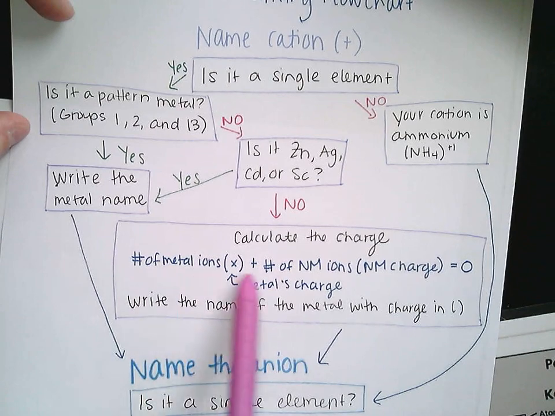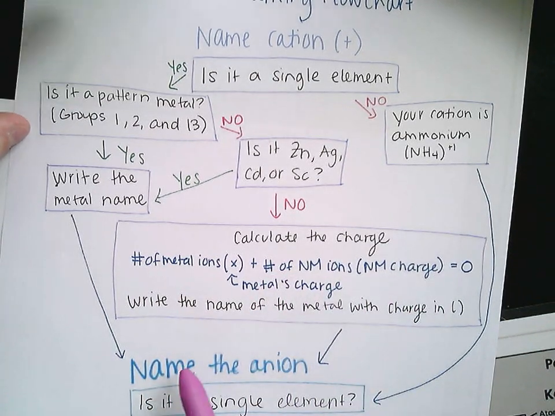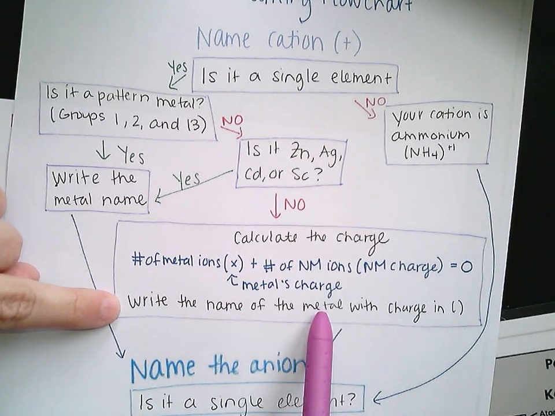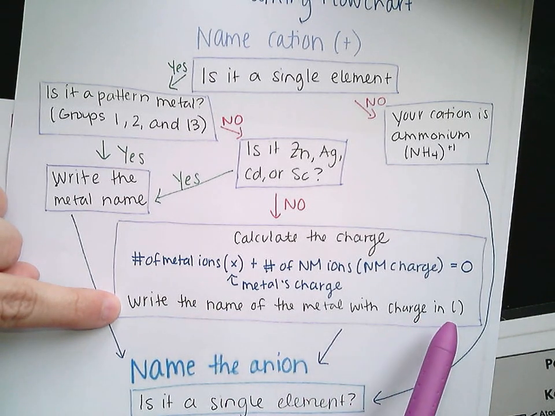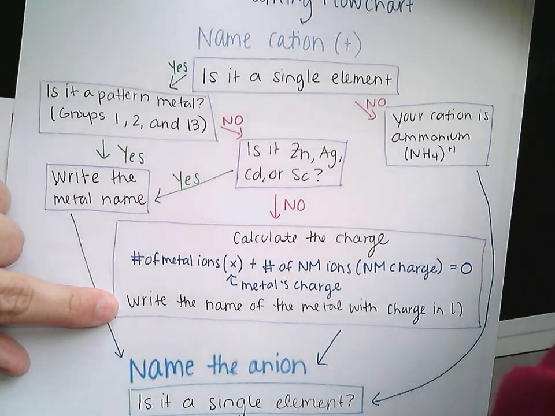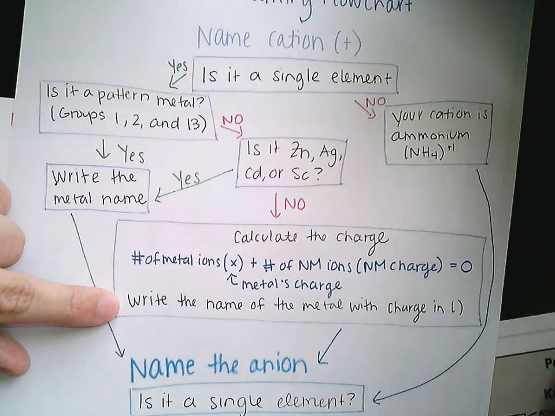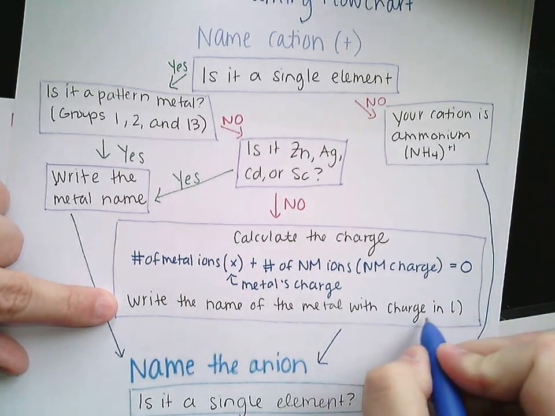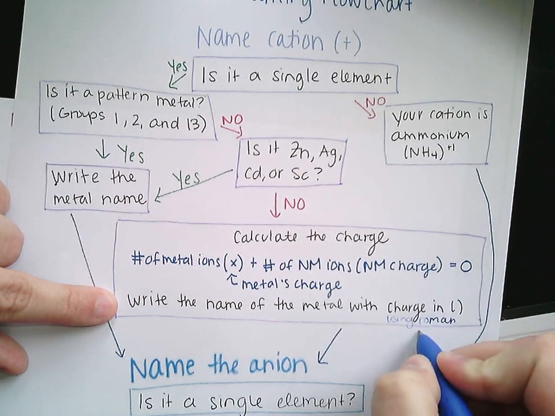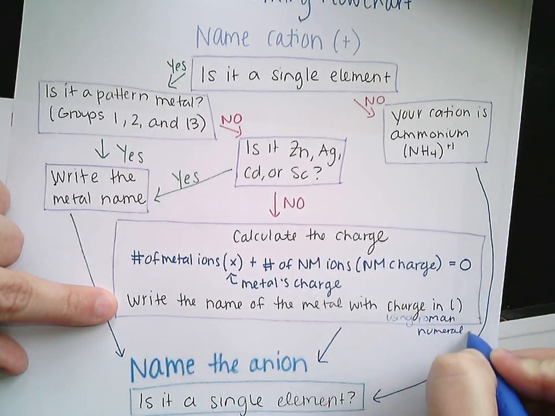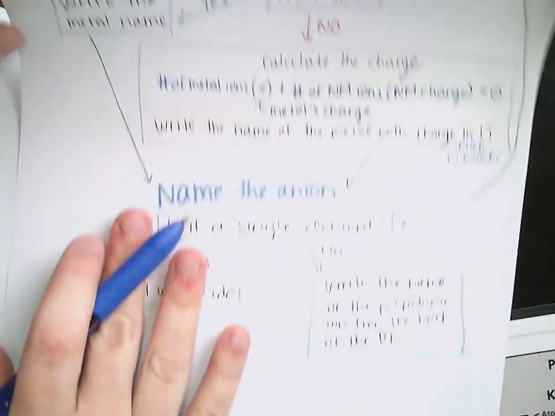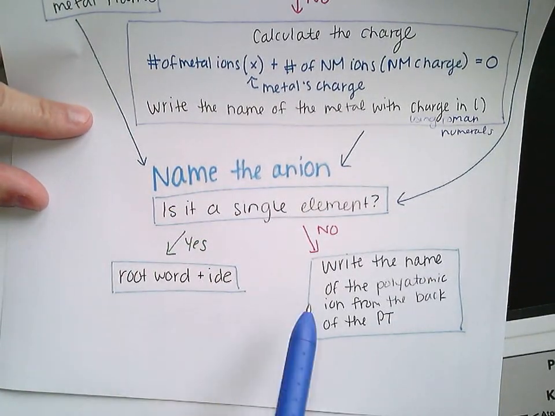So I've put a little reminder here about how that's set up. And once you calculate that charge, you're going to write the name of the metal with the charge in parentheses using Roman numerals. So right there we're using Roman numerals. Then you're following that, name the anion the same way, and there's only 2 options for naming the anion.